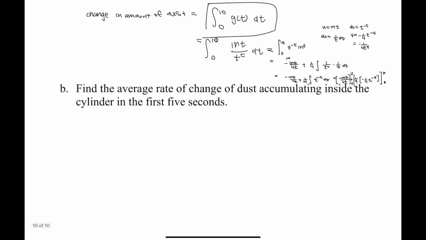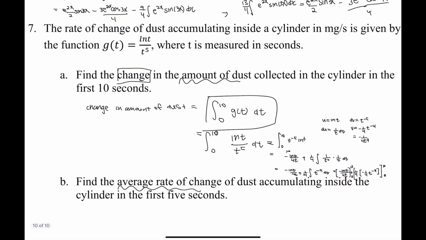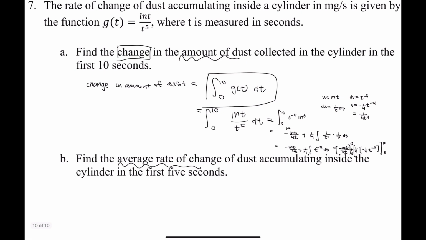Now we're going to move on to part B. It says average rate of change. You might be thinking about instantaneous rate of change versus average rate of change. Instantaneous is like derivatives, and average rate of change is the opposite of that. You could think of it that way, but one way that we can do this using integrals is to use the average value formula.